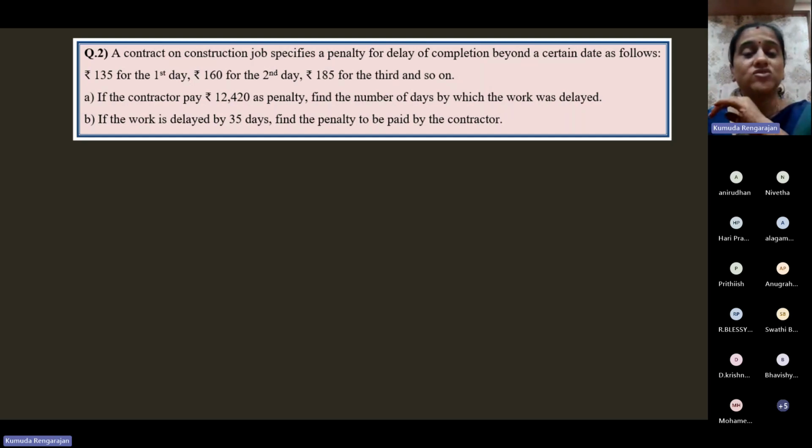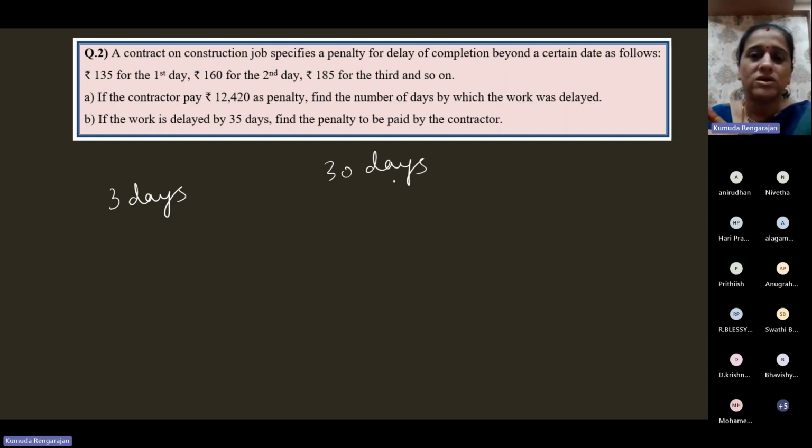So a construction job is undertaken by a contractor, and the condition is, say, he has to finish the job in 30 days. The two parties agree on that. The contractor promises to finish the construction job in 30 days. But due to some reasons, the completion is delayed, say by 3 days. He was supposed to hand over the completed project in 30 days, but he was not able to do so. So he hands it over after 3 days.